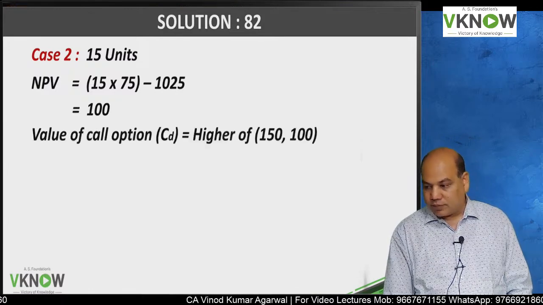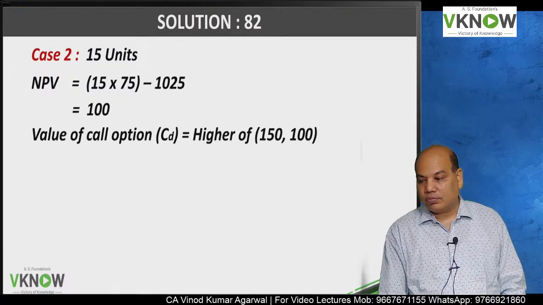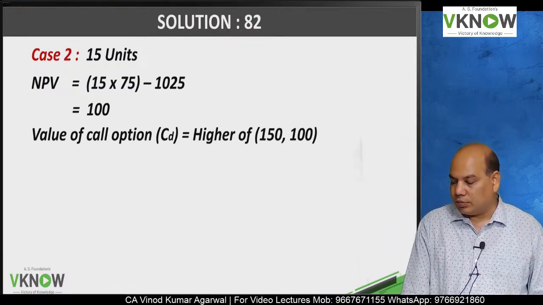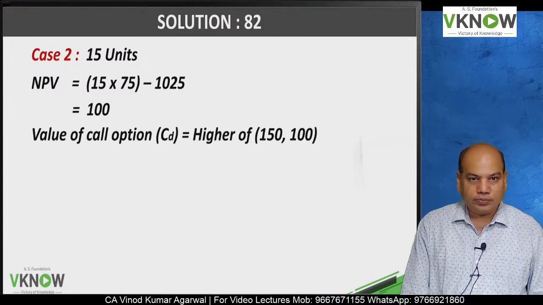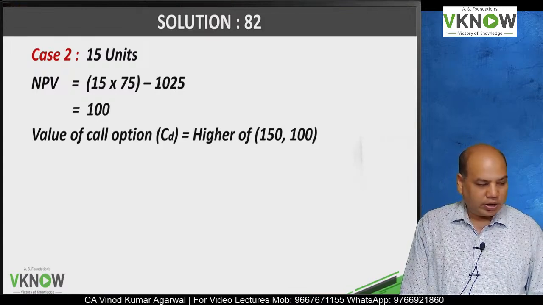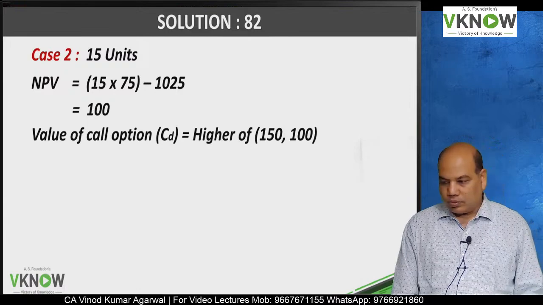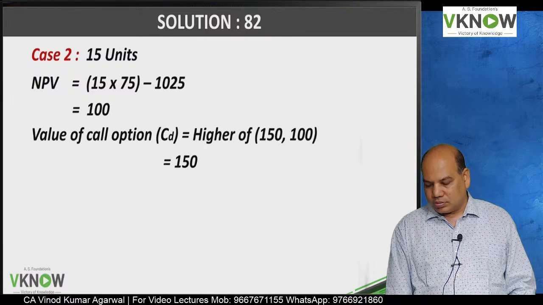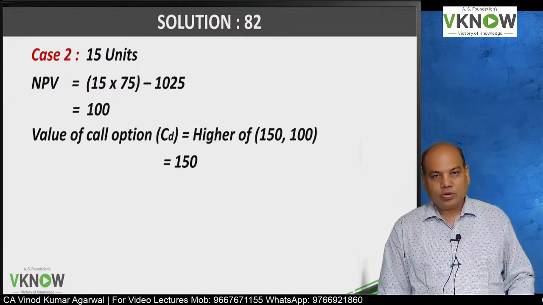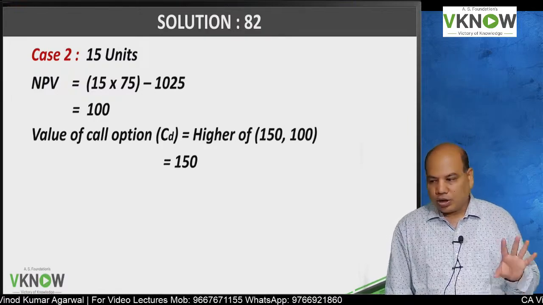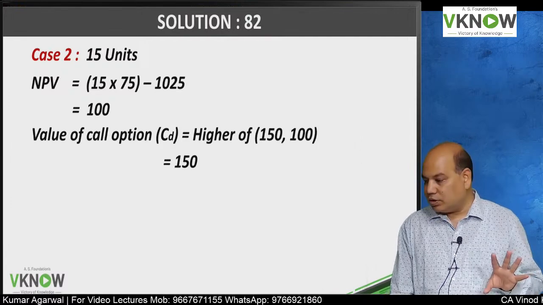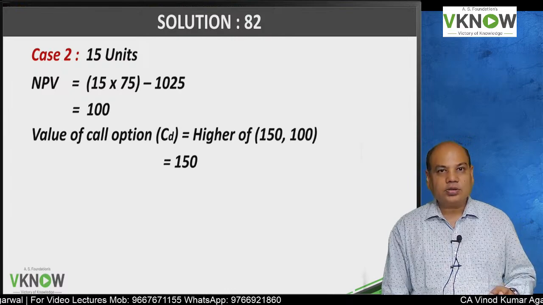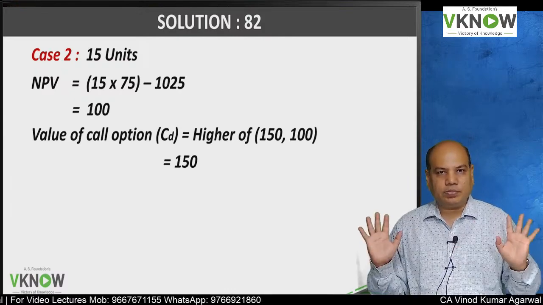So what is my answer for sluggish market? Value of call option will be higher of 150 and 100, which is 150. So if the market is buoyant, the NPV is equal to 340. If the market is sluggish, the NPV is 150.